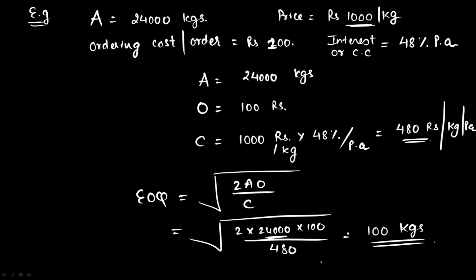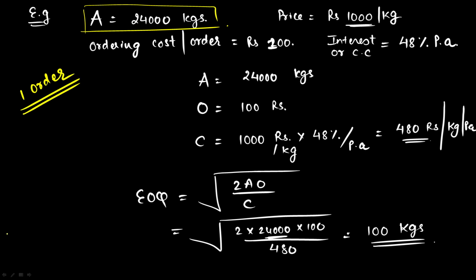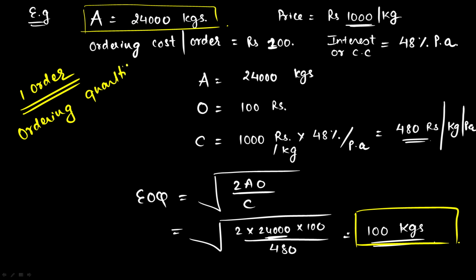Understanding of economic ordering quantity. Please try to understand. What is your annual requirement? 24,000 kgs. You will have to purchase raw material from your creditor in orders. How many kgs will you be ordering in one order? 100 kgs. This is the ordering quantity. And what should be your ordering quantity as per Wilson? 100 kgs. Per order you will be ordering 100 kgs.